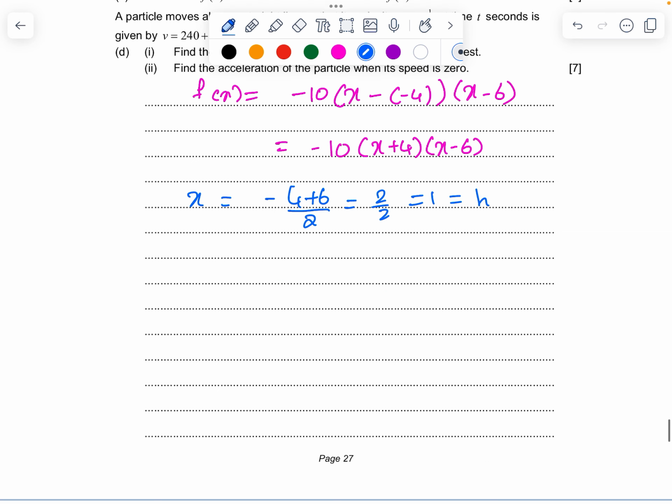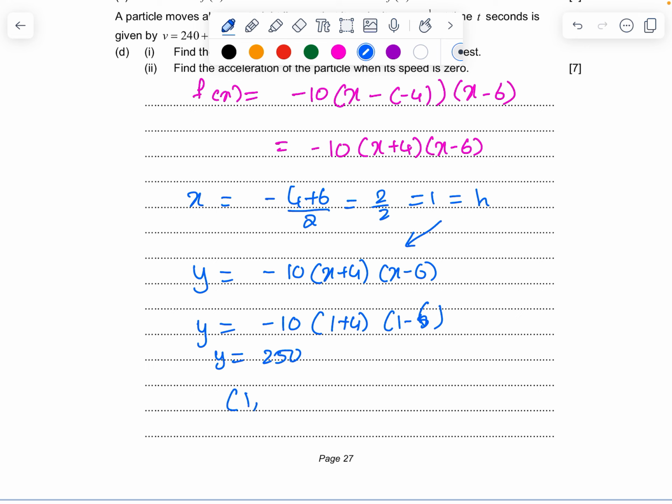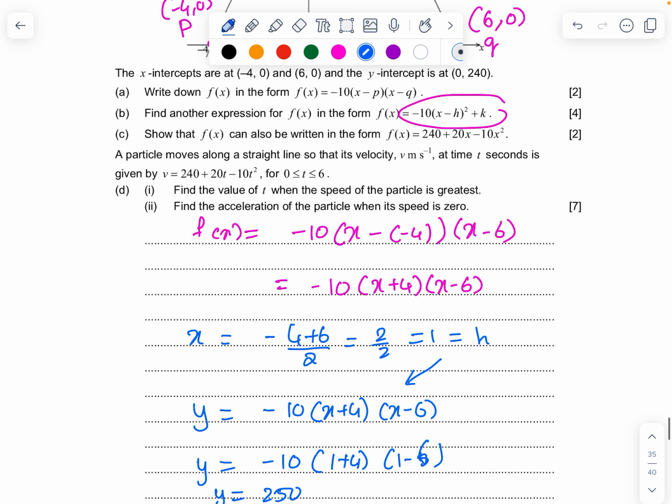Now I am going to get the k value. We know that y equals -10 (x plus 4)(x minus 6). So substitute x equals 1 there. y equals -10 (1 plus 4)(1 minus 6). So this gives me the y value as 250. So the vertex is (1, 250). Once I know the vertex is (1, 250), f of x will become -10 (x minus 1) squared plus 250. That's going to be the answer.